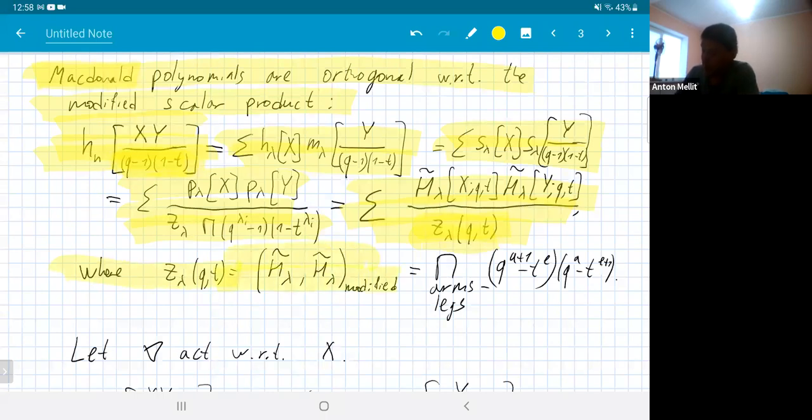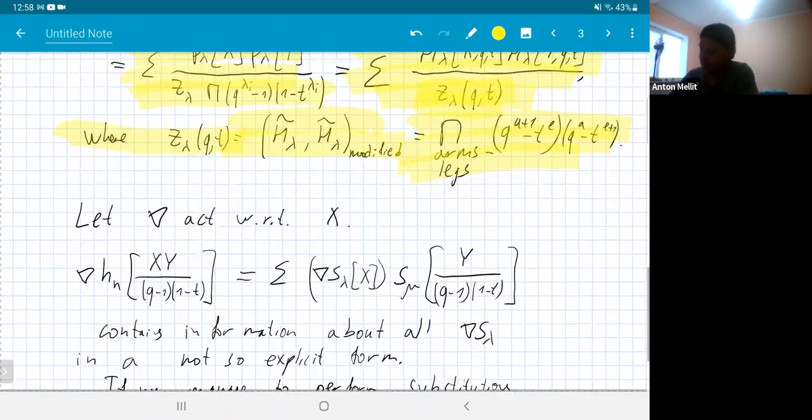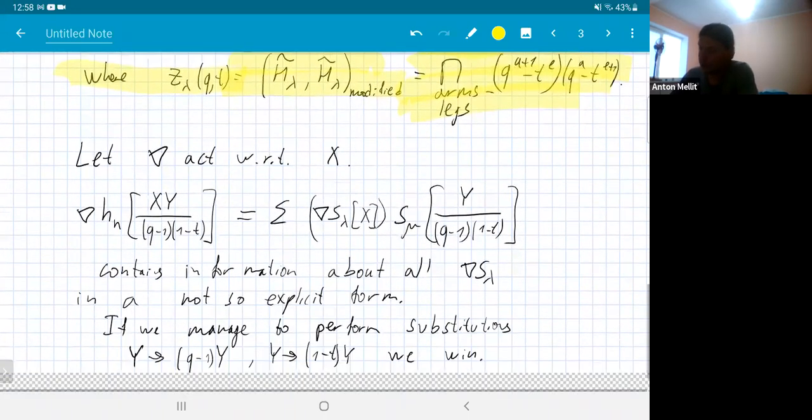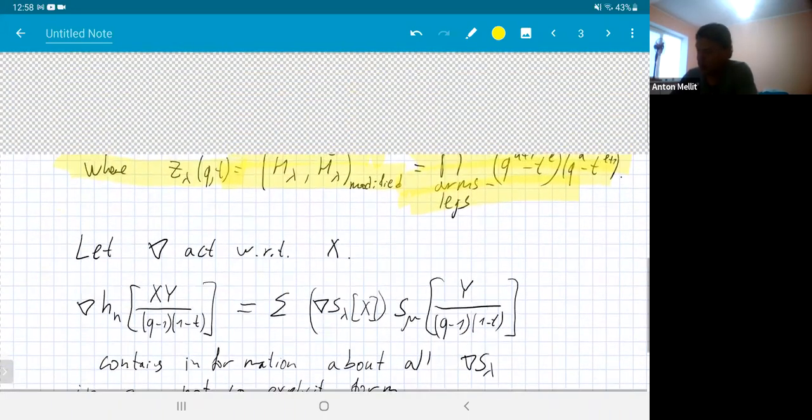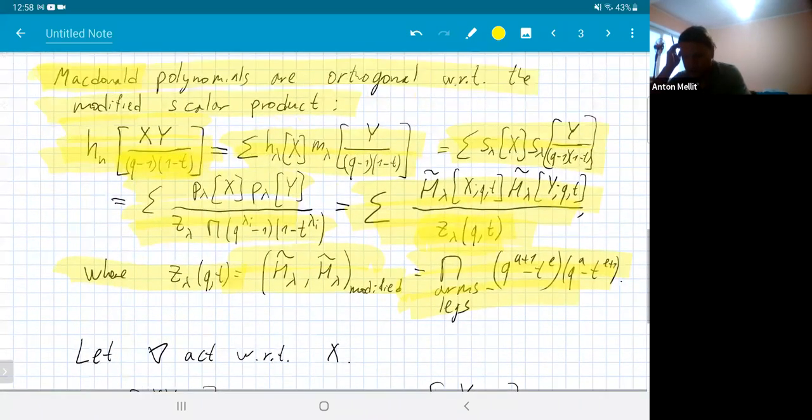And so it is a scalar product of H with itself with respect to the modified scalar product, and there is this formula with products of arms and legs. If you have seen it, then you will recognize it. If not, you can look it up. So, right. So we have this Cauchy kernel, some generating function in 2 sets of variables.